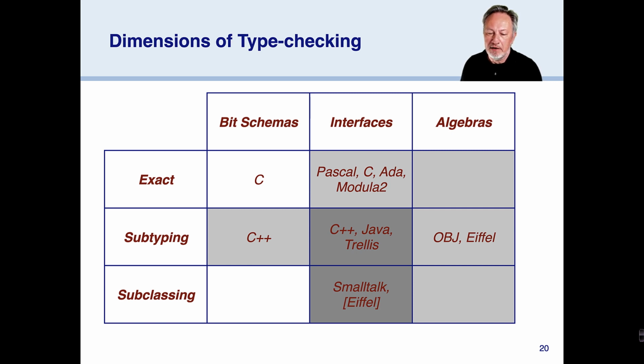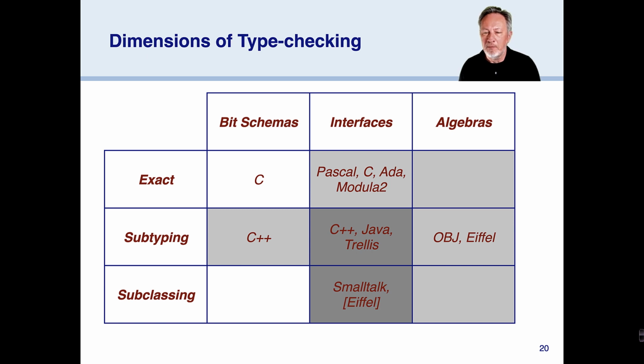Here we see again the different kinds of typing and different kinds of types that we have arranged as a grid. And this will help us to compare different kinds of languages. So there are languages which consider type checking in terms of exact type matching, languages which focus on subtyping, and those that focus more on subclassing. And there are languages that are based on bit schemas, on interfaces, and on algebras. So we simplified a little bit what we've seen before in the last two slides.